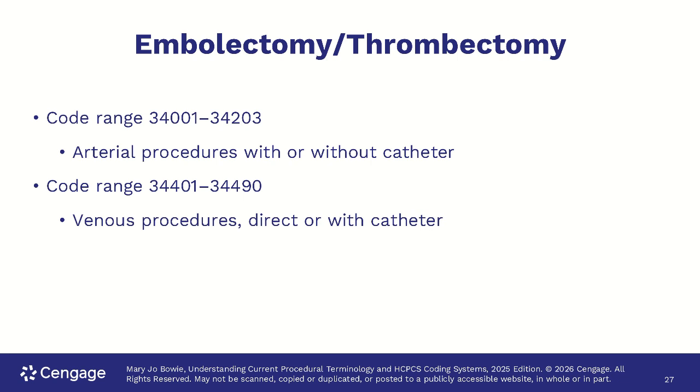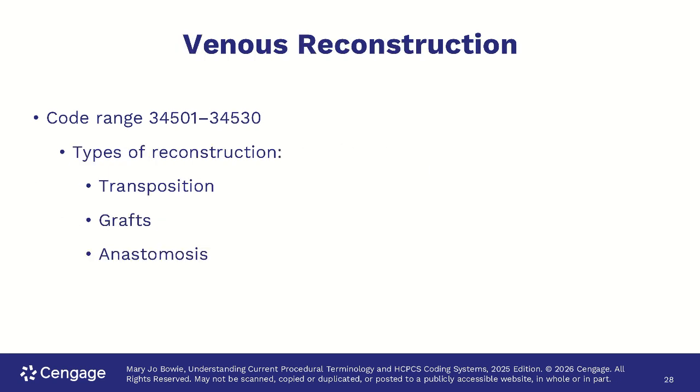All right, embolectomy and thrombectomy procedure. These are procedures that can be done on the artery or the vein. And the goal of these procedures is to remove a clot in the vessel. Code selection is made by the vessel as well as approach, or the method of entry. And you see the words with and without catheter, and direct or with a catheter.